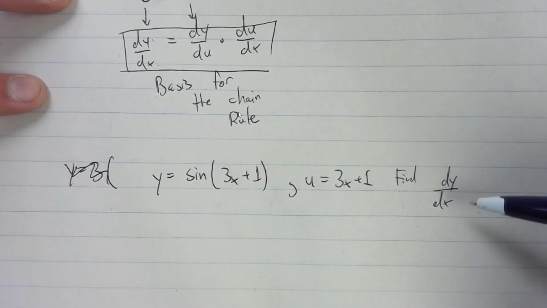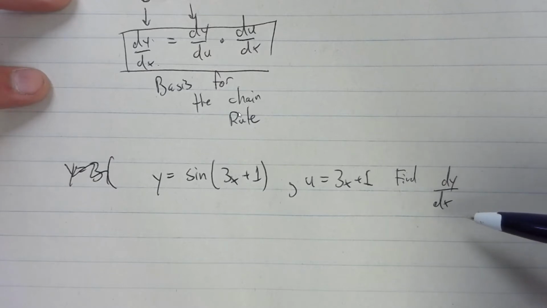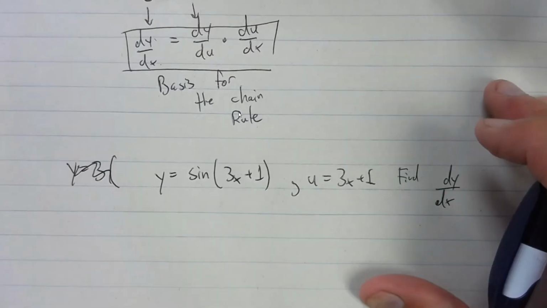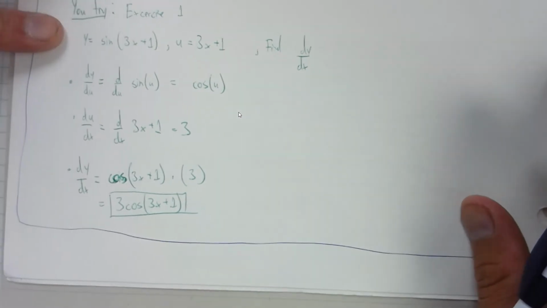So why don't you pause this, and then when you unpause it, I will show you the answer. I'm not really going to go into too much detail about it. So go ahead and pause it and try it, and when you're ready, unpause to see the answer. Let me go to the answer now. It's written in green, so it's the same problem.